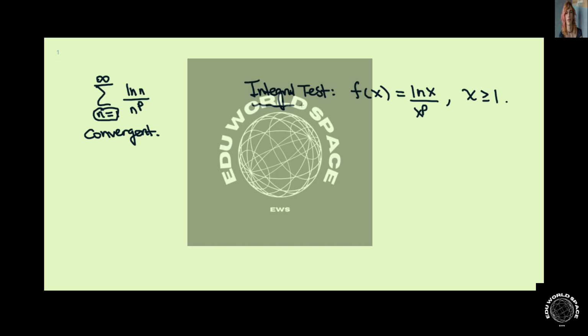Now to apply the integral test, we have to make sure that the hypotheses are satisfied. So the first one, f of x is positive if x is bigger than 1, and we can see this because natural log and x to the p are both positive. And if you divide two positives, it's still positive.